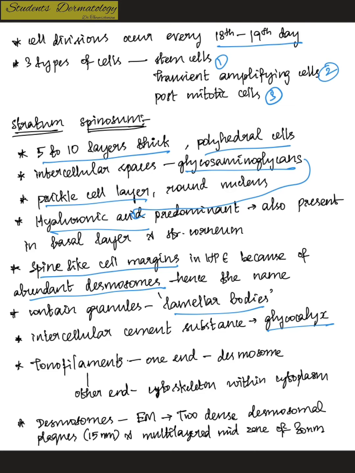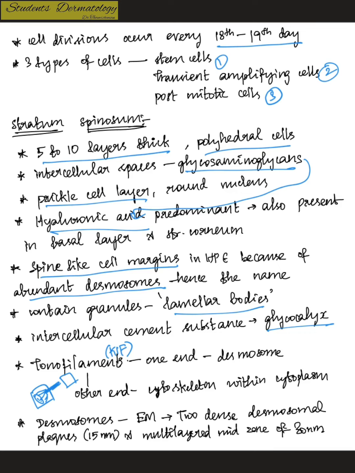These tonofilaments are nothing but the keratin intermediate filaments. Their one end is attached to the desmosome, whereas the other end is present within the cytoplasm. For example, this is the cell inside, and this is the desmosome, that is the intercellular bridge connection. Inside you have the keratin intermediate filaments. Their one end is connected to this desmosome, whereas the other end is connected to the cytoskeleton within the cell.